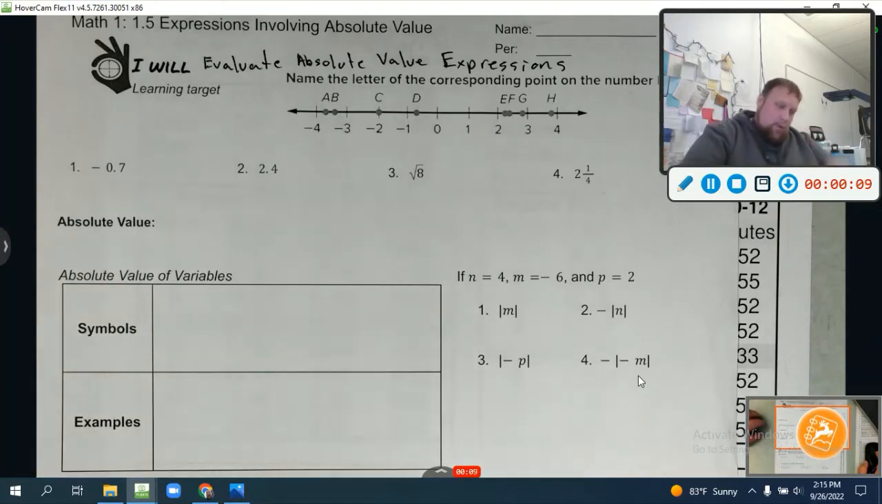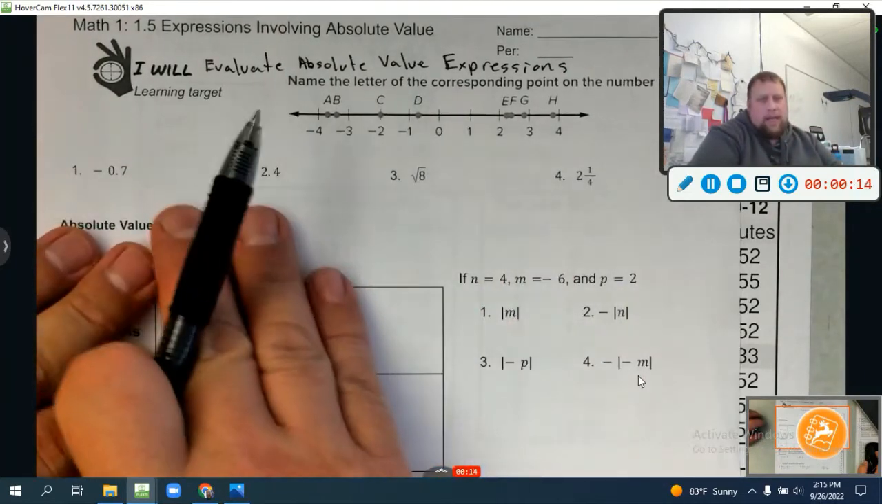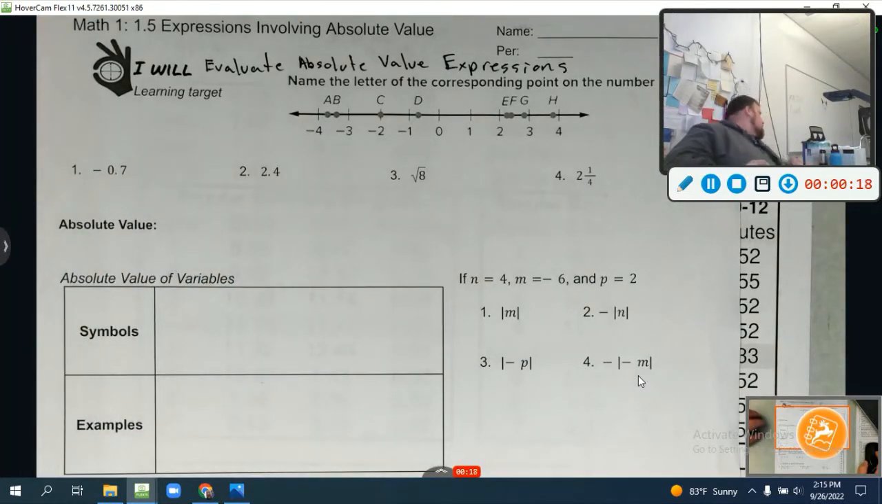Today is 1.5. I will evaluate the absolute value of expressions. Take a minute, pause this, and identify the letter which this is talking about.